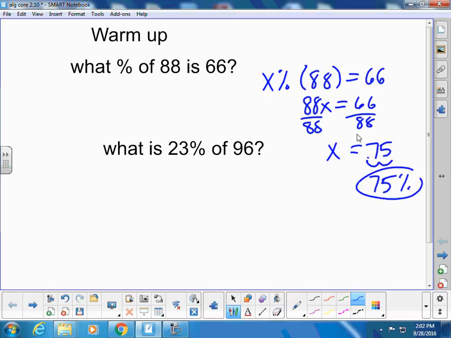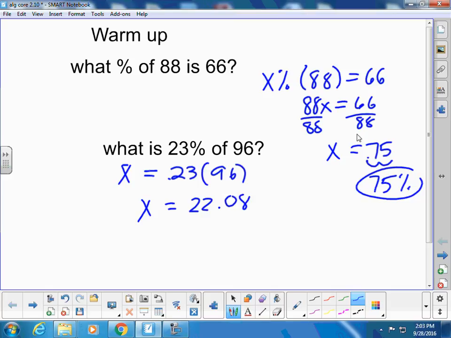So what percentage of 88 is 66? 75%. This is what is 23% of 96? I'm going to move it over right away to a decimal, so we have 0.23 times 96, and we have x equals 22.08. What is 23% of 96? It's 22.08.